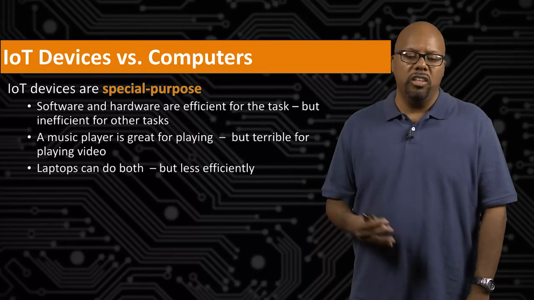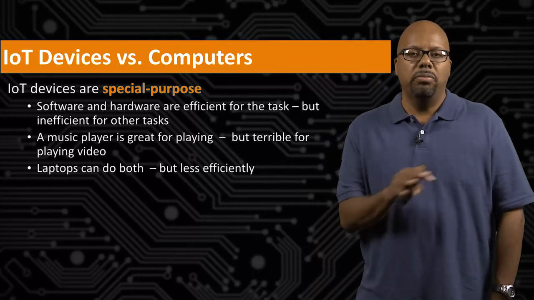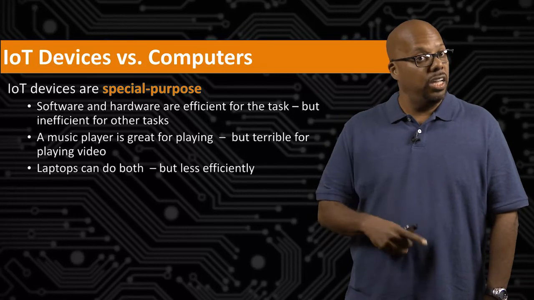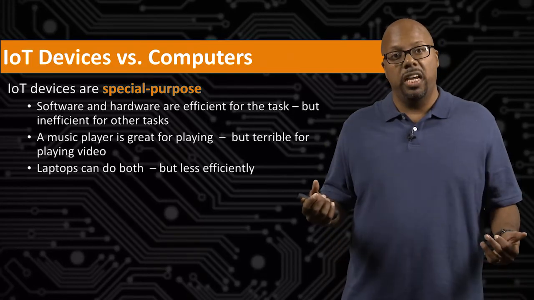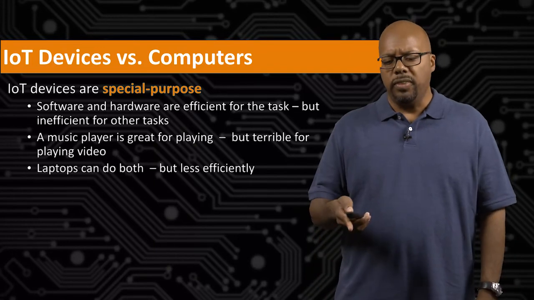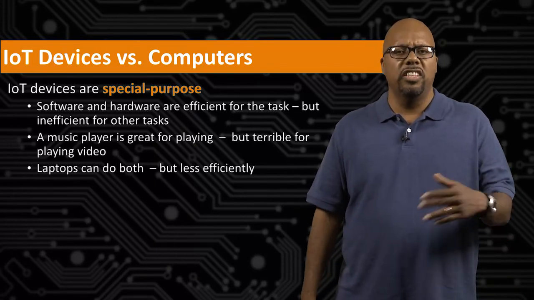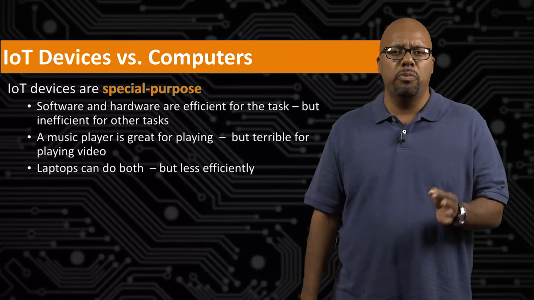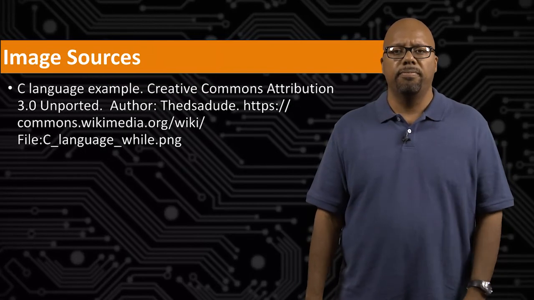Now, they wouldn't be suitable to do anything else, right? So if you took your car and said, look, I want to play a video game in my car, you probably can't do that as well. But if you want to say, look, I want to do fuel injection with my car, hey, it's perfect for that, and it's great at that, and efficient at that. So that's a big difference between IoT devices and general purpose computers. IoT devices are special purpose. They do a particular thing.